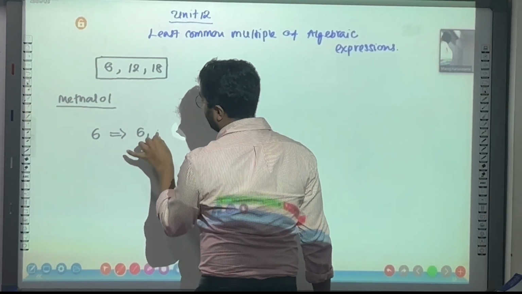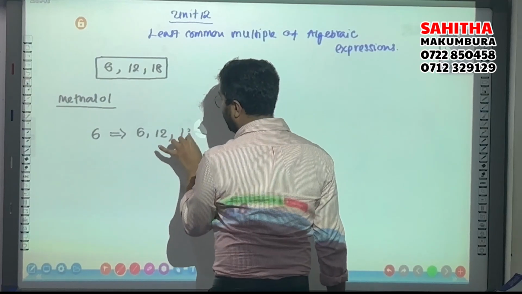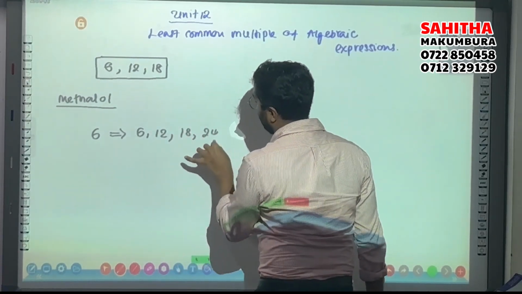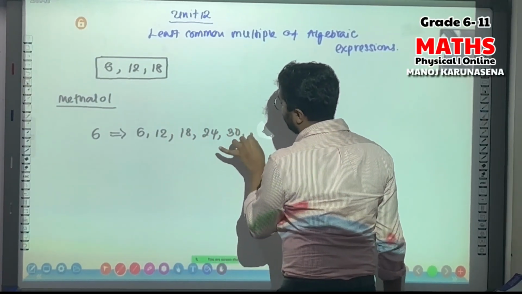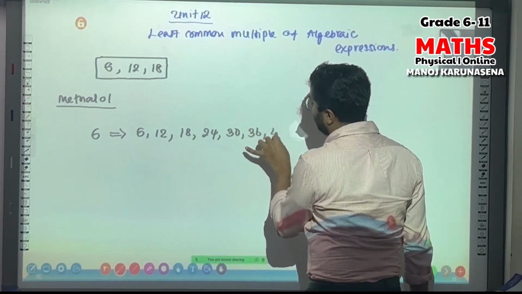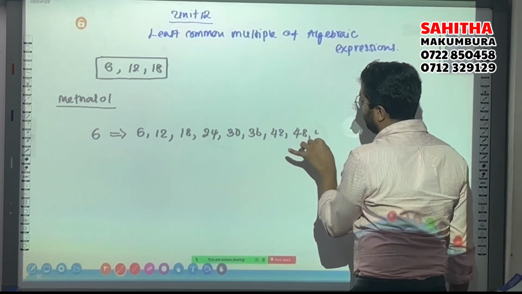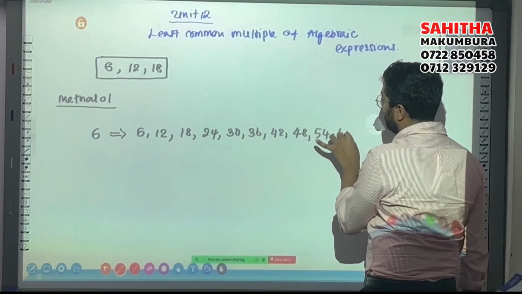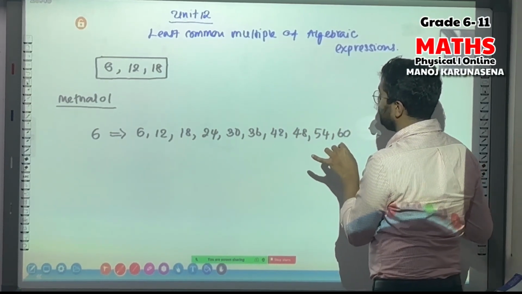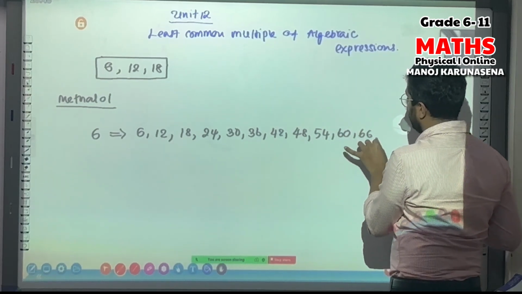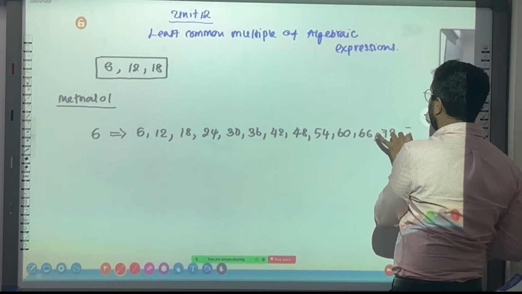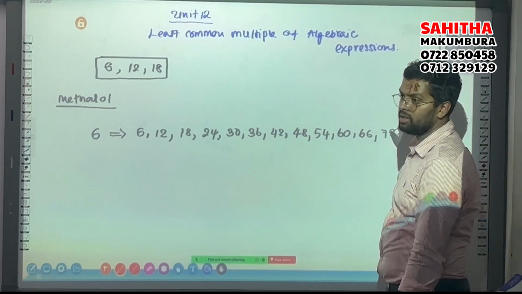6, 12, 18, 24, 30, 36, 42, 48, 54, 60, 66, 72, 78. Multiples of 6.